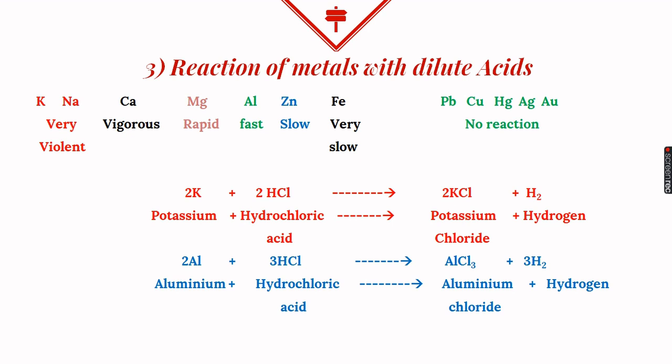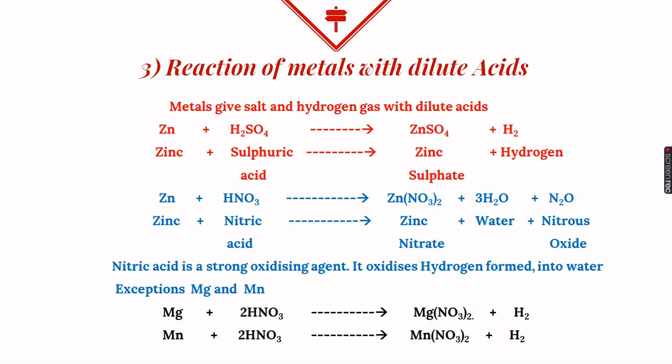So I have given here two examples. Potassium with hydrochloric acid forms potassium chloride and hydrogen. Similarly, aluminium forms aluminium chloride and hydrogen. We can see the reactions with other acids like sulfuric acid also. So zinc on reacting with sulfuric acid will form the salt zinc sulfate and hydrogen gas.